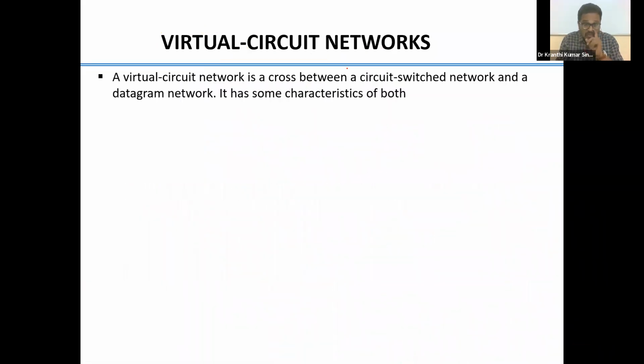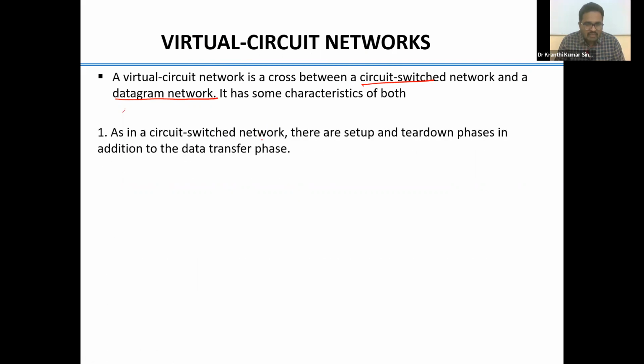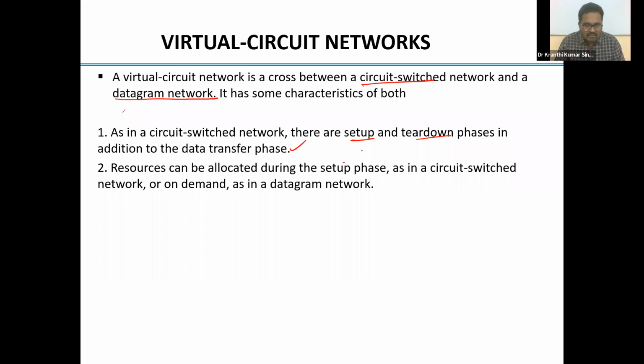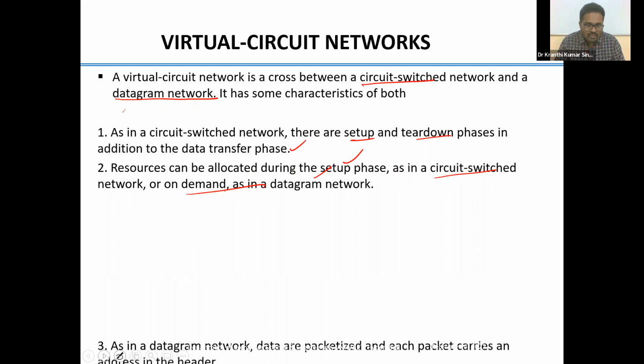So a virtual circuit network is a cross between a circuit switching network and a datagram network. That means here we are using connectionless services, but by default we are saving the state of intermediate switches. As in a circuit switching network, there is a setup and tear down phase in addition to the data transfer phase, of course. The resources can be allocated during the setup phase as in a circuit switching network, or on demand as in a datagram network. We can go with this feature, or you can also go with that feature in virtual circuit concepts.